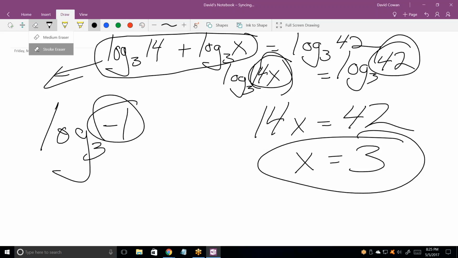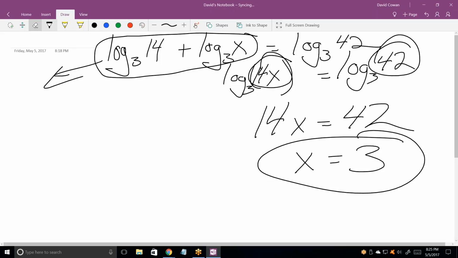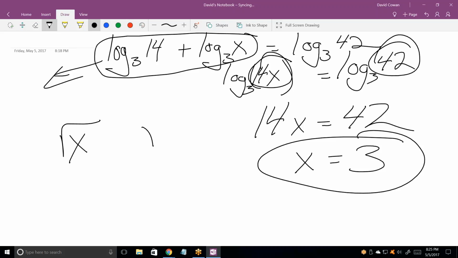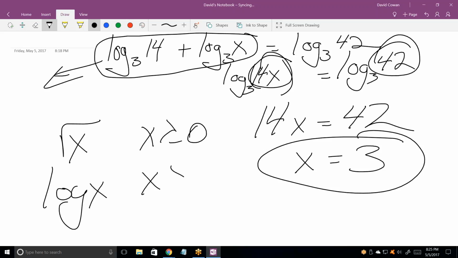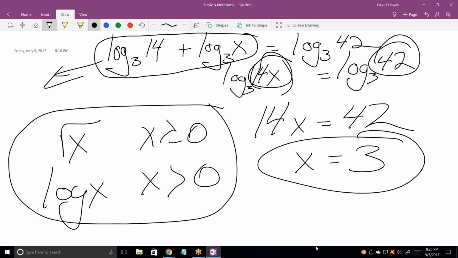All right. So it's more restrictive than the square root function. If I had the square root of x, x merely has to be greater than or equal to 0. But if I've got the log of x, x has to be greater than 0. Might seem like a subtle distinction, but it's not. Logs have to be positive. You cannot take the log of 0. You cannot take the log of a negative number.